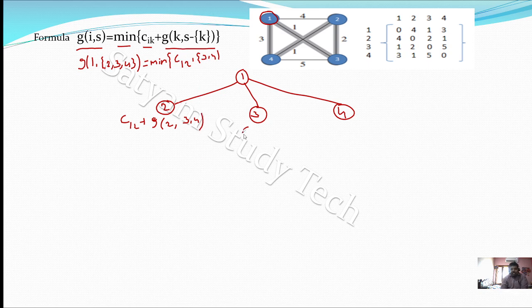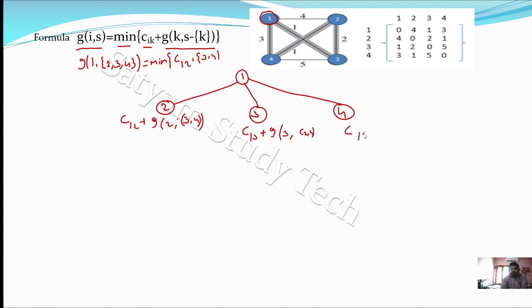Like that, here it is C of 1 comma 3 plus G of, you can call the recursive function here, G of. For example, you can consider 1, 2, 3, then the remaining vertices are... here it is 1 comma 3, then the remaining vertices are 2 comma 4, like that.